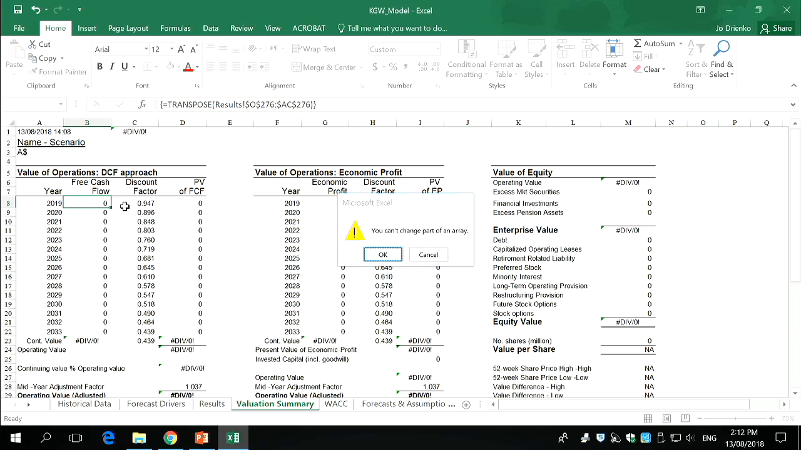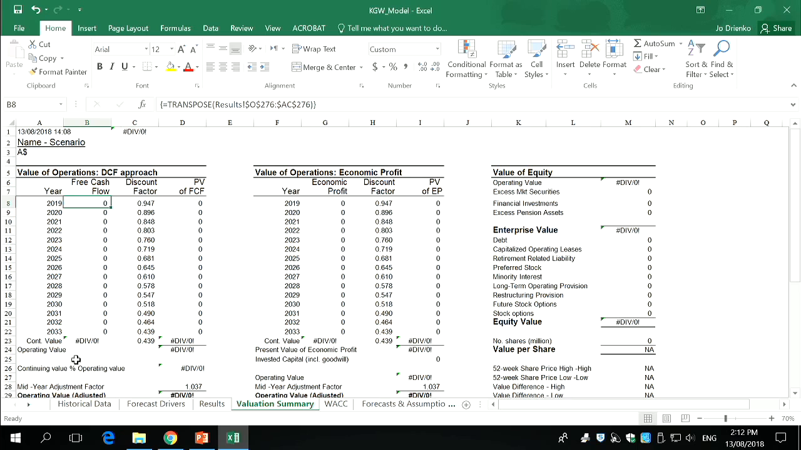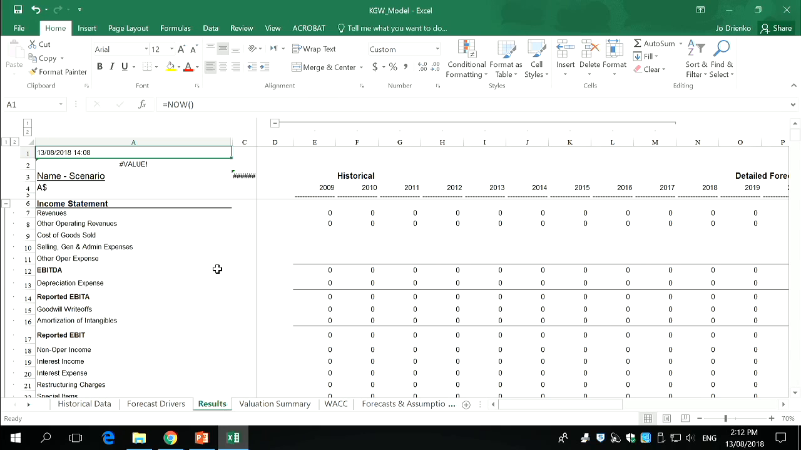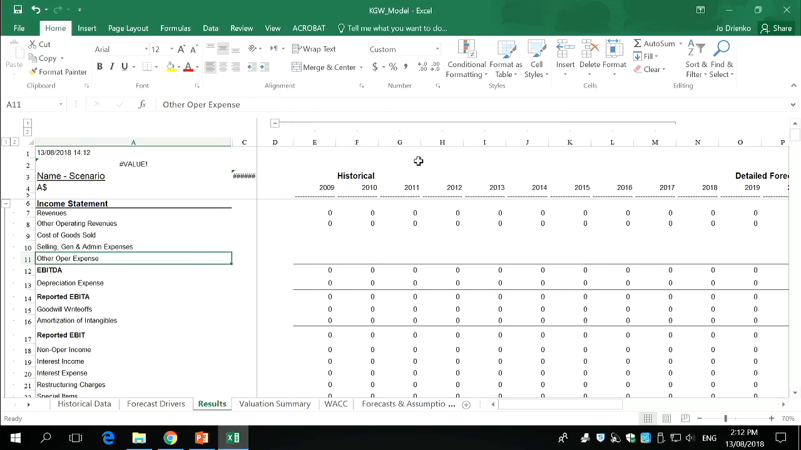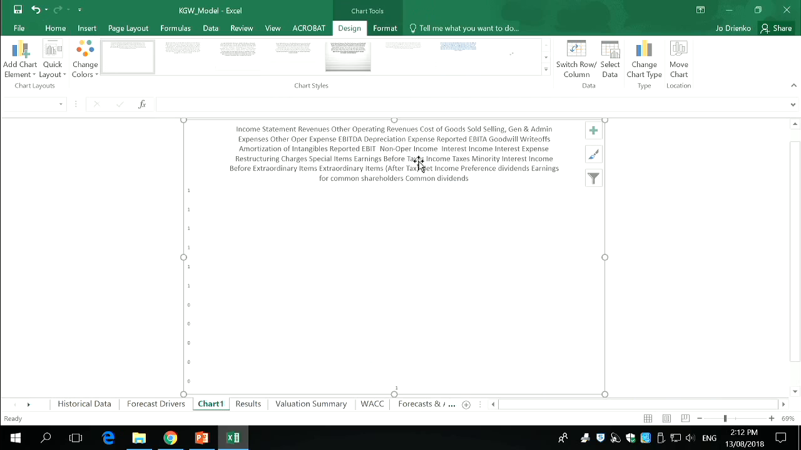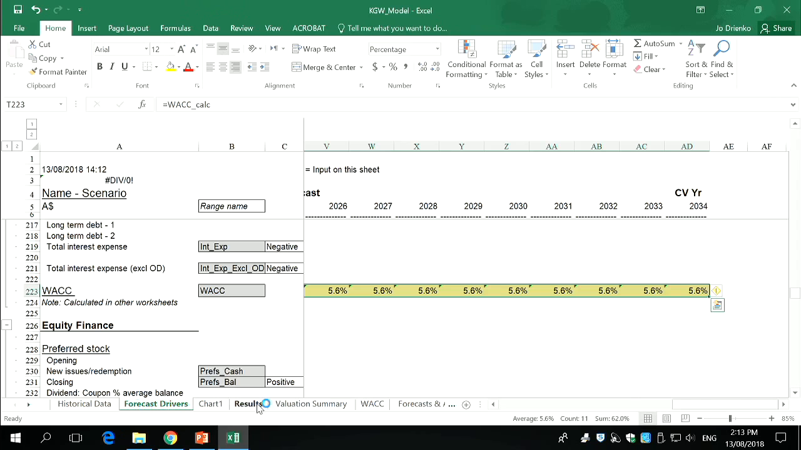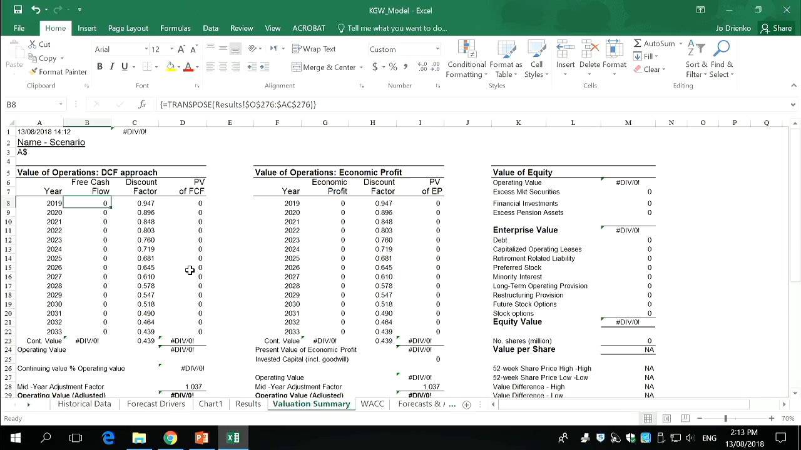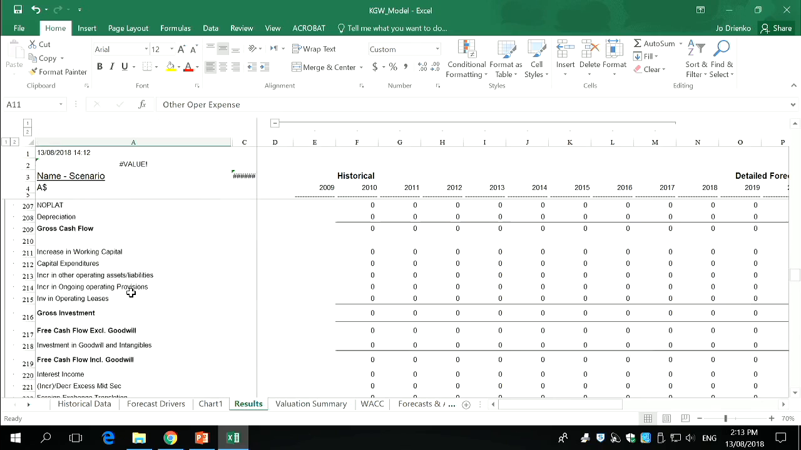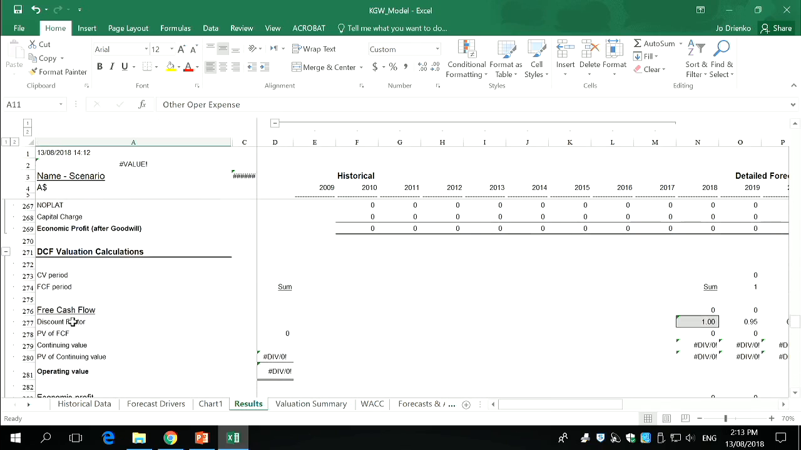I can't do that because this is locked. It's transposed, so I would have to delete the whole thing. But let's do it this way. Is it F7 or F9? F7, I think. Let's go to free cash flows. It's down here. Let's do it this way. So free cash flows go to results 276. Let's go to 276. 276 is here. See the free cash flows.